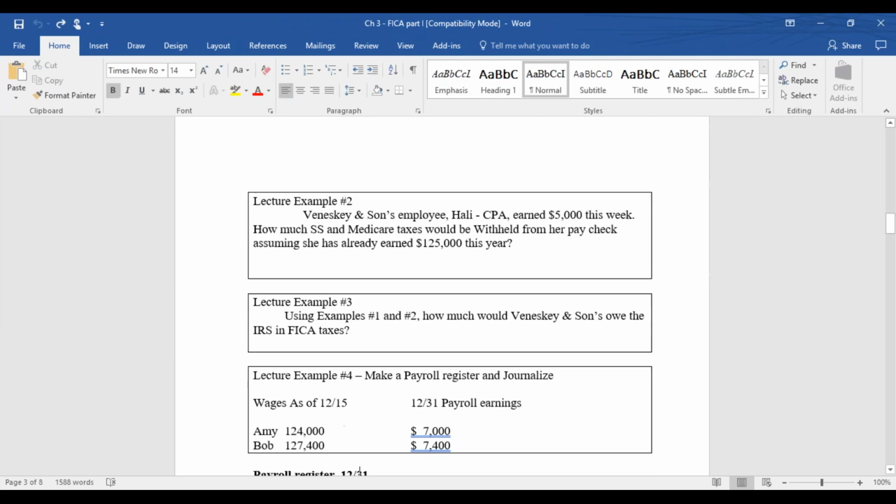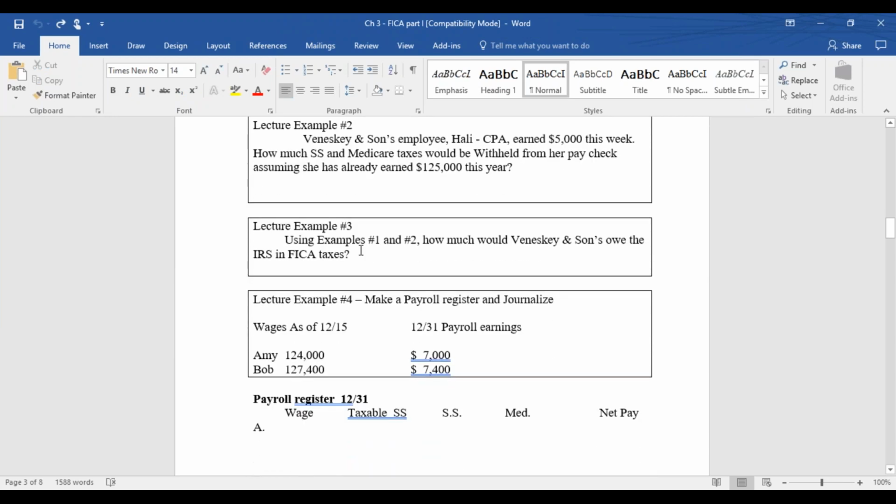As we look down now to lecture example number 3, what I want you to be able to do is take both of these two employees in number 1 and number 2 and tell me how much the company in total would have to pay the IRS in FICA taxes, knowing that the employer has to pay their share as well. So go ahead and pause and I will go through the answers.